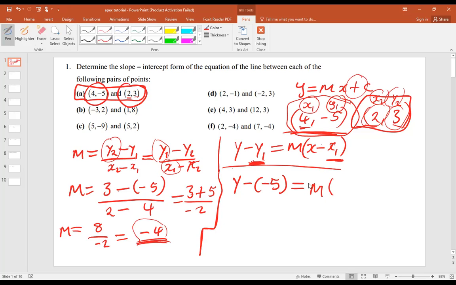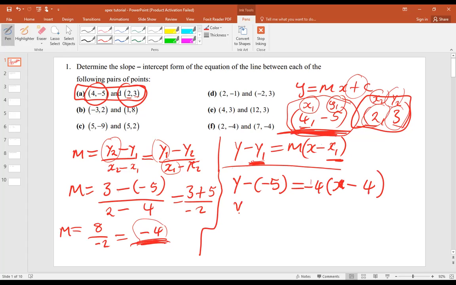Okay, so I was saying my gradient that I found was -4. So I'll put -4 there. Then the value of x, I'm going to put it where there's x1. Since I got this set of coordinates, it means that my x1 is going to be 4.